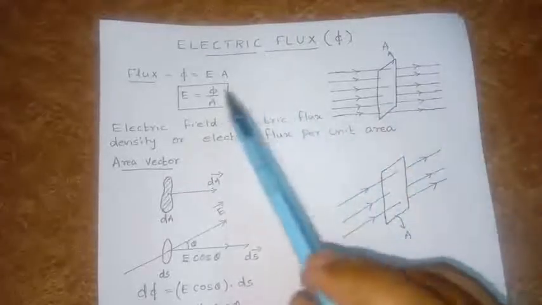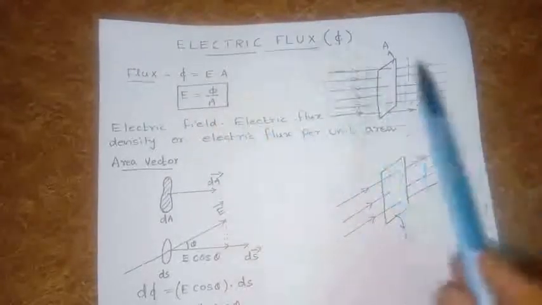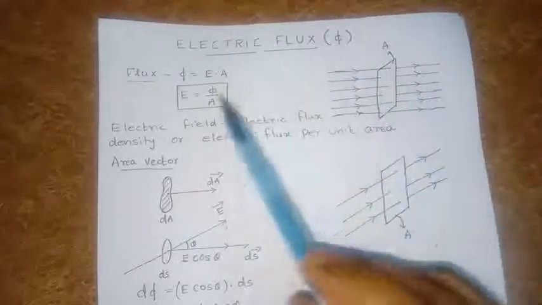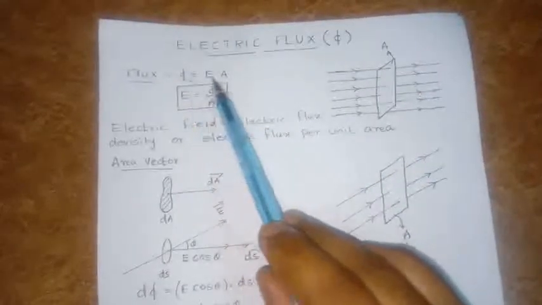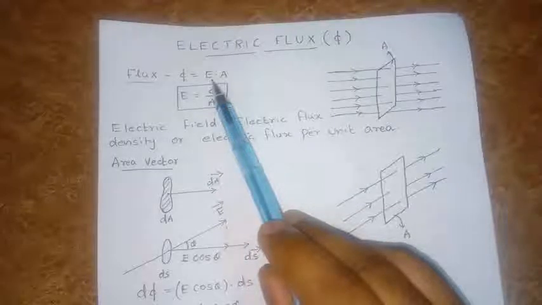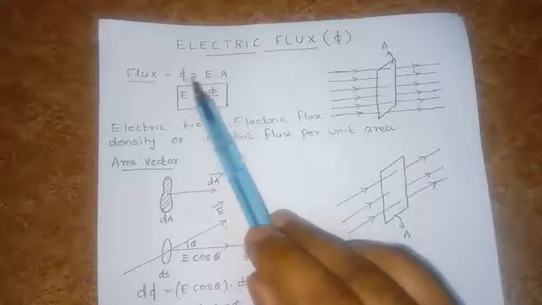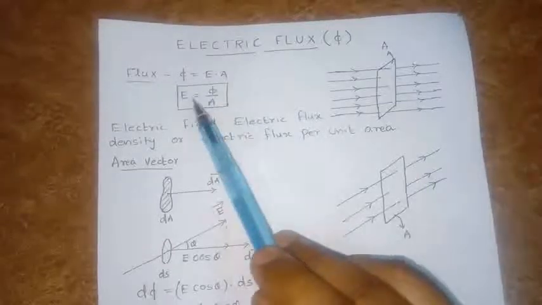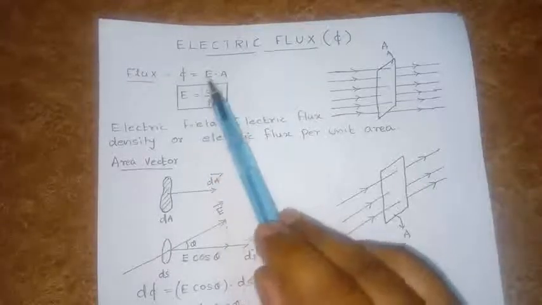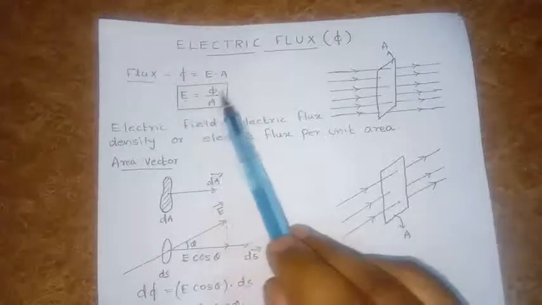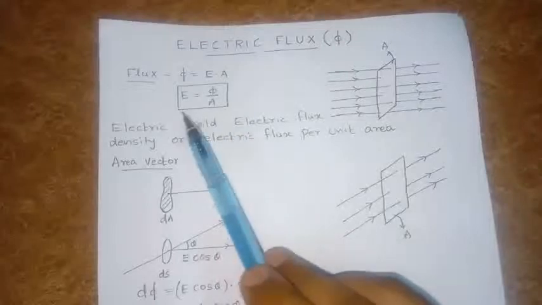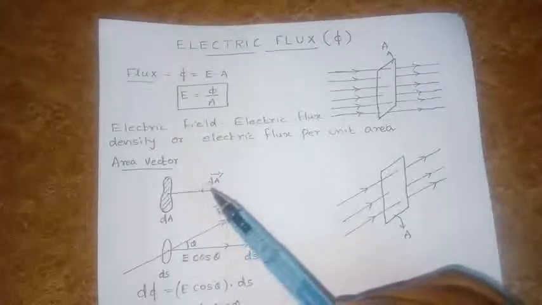So actually it is defined as: if the area is kept perpendicular to the field lines, then the flux is defined as the product of the magnitude of electric field and area. So phi is equal to E into A, and therefore the electric field from this equation can be written as E is equal to phi by A. So this can be considered as another definition for electric field.